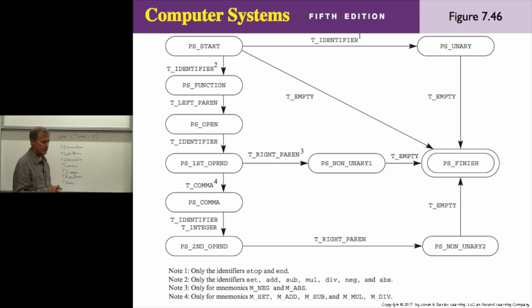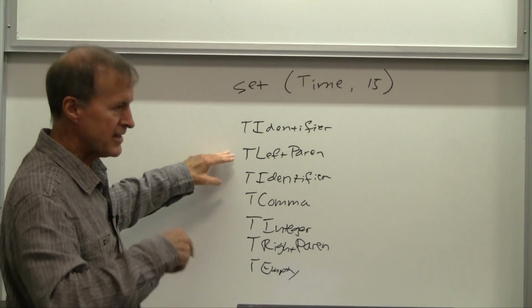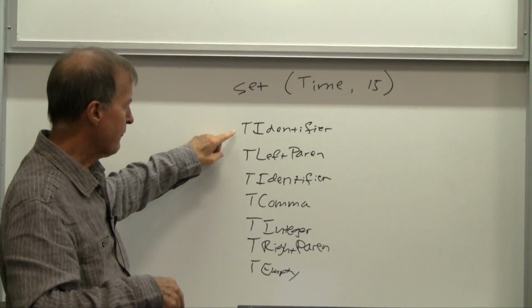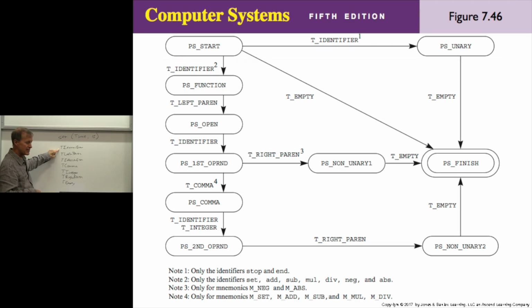Now look, in the upper left-hand corner, it's PS start. What does PS stand for? We had LS as the lexical analyzer state, PS is the parser state. That's our little convention. So here we are in the upper left-hand corner, PS start. In this particular example, what gets emitted from the lexical analyzer first? If we start in PS start here in figure 7.46, where does T identifier take us?